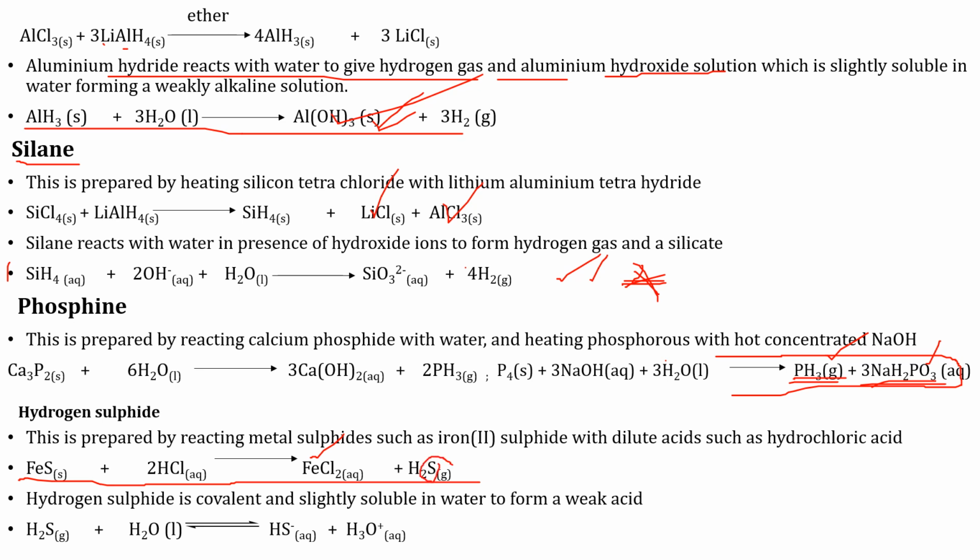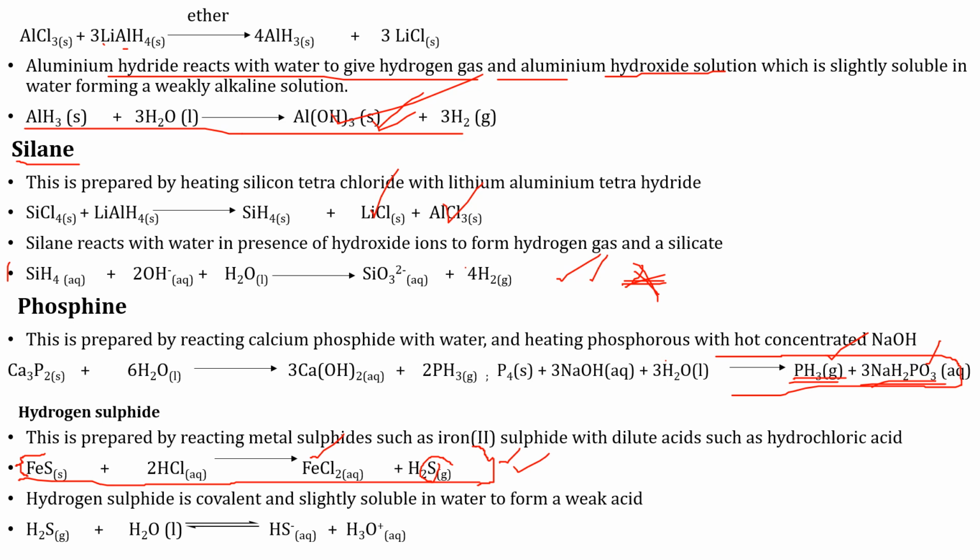So take note of this equation. It came in 2023, I think. They were being asked this question. I think it may reflect back in UNEB in any of the current years. So iron 2 sulfide reacts with dilute hydrochloric acid to form iron 2 chloride and hydrogen sulfide gas. So kindly be aware and take note of that.